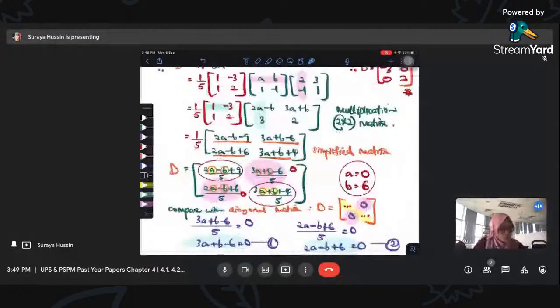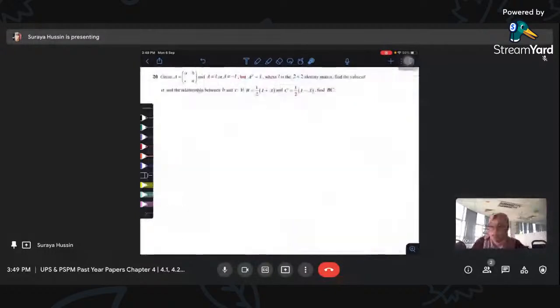Let's move on to the 20. Soalan nombor 20. Soalan nombor 20 dan 21. Okey, 20 lah. Saya rasa masing-masing nak buat 20 ni. Nak saya ajar 20 ni.